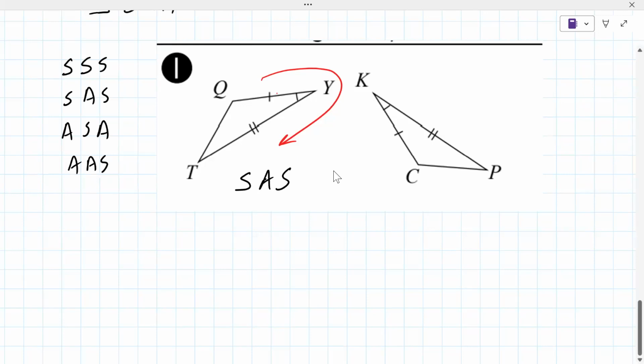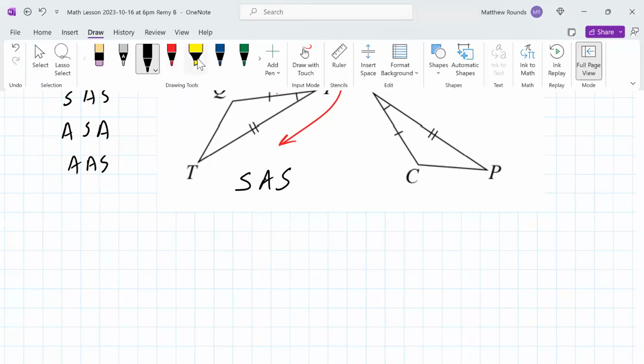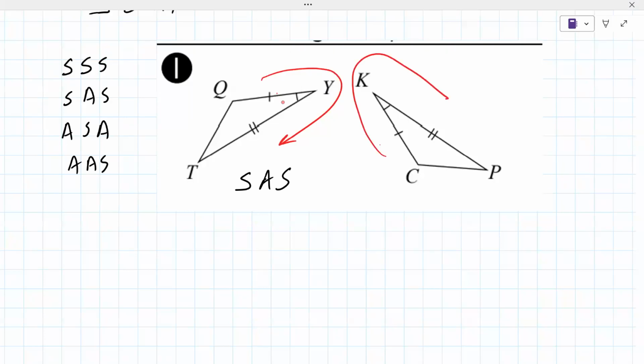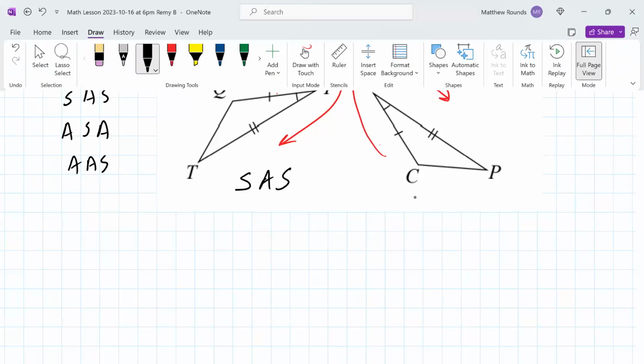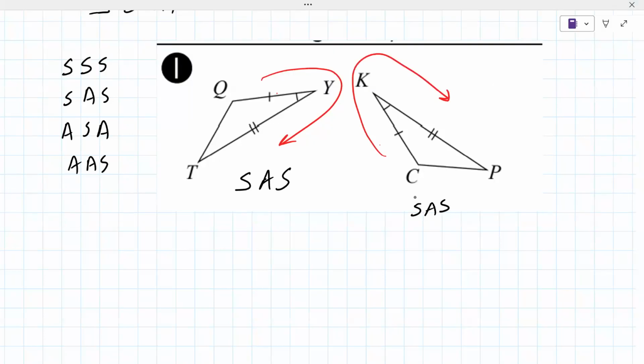So let's see if you have the same thing over here. Do you have the same thing on the right? Yeah, we do, but it's just like a different direction. That's fine. So it's going that way, right? But you've got a side, angle, and a side. So are these congruent? Those are congruent. Okay, so let's go triangle TYQ.